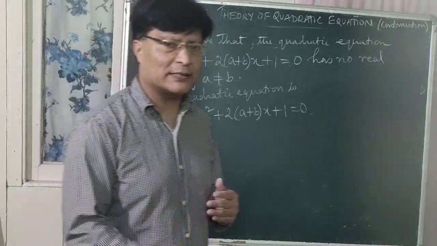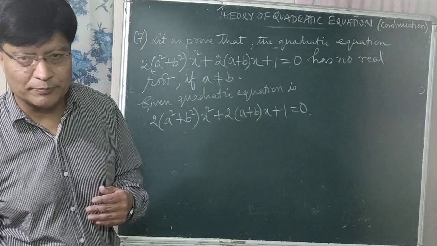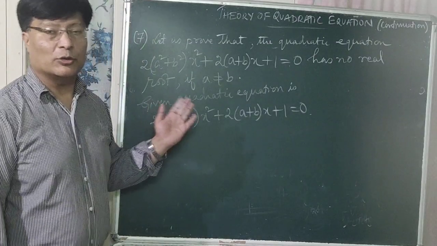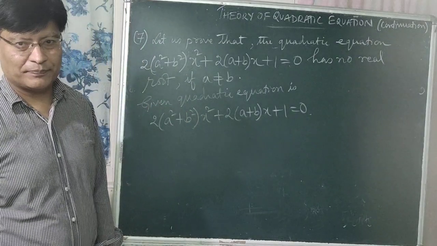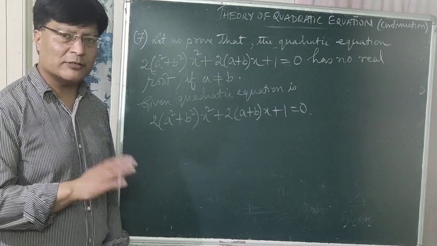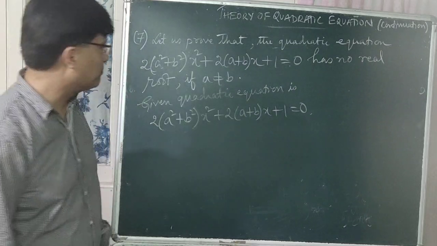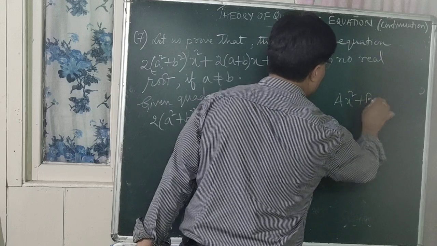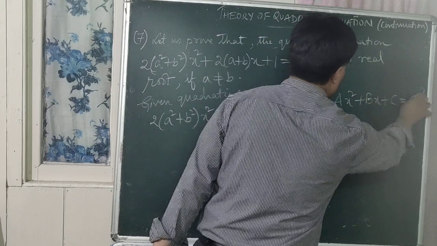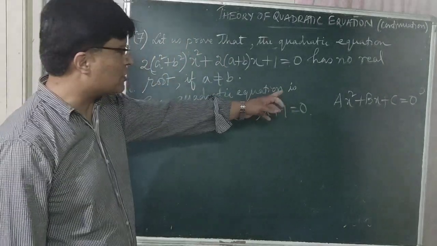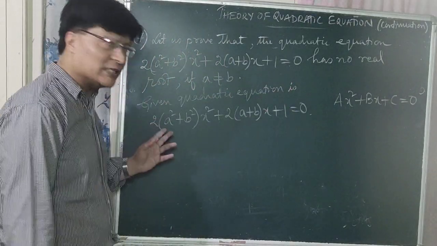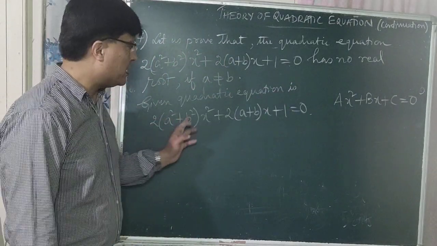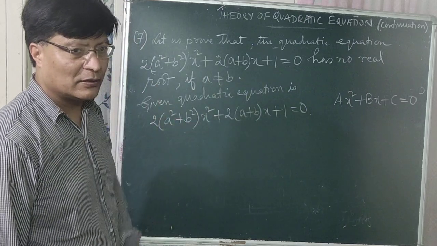The roots of the given quadratic equation are imaginary if discriminant is less than 0. In this case, if you can prove that discriminant is less than 0, then you can write the roots are imaginary. If discriminant is less than 0, then the roots are imaginary, okay? Now let us compare it with ax square plus bx plus c is equal to 0. Here also we are writing capital A, capital B and capital C because in the question itself, small letters a, b and ab are given, okay?